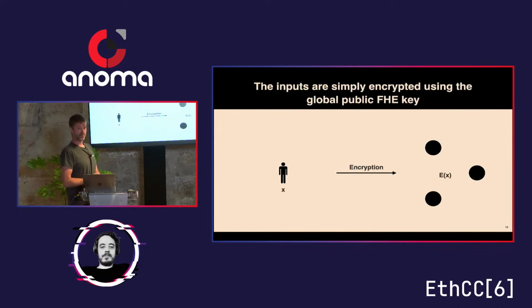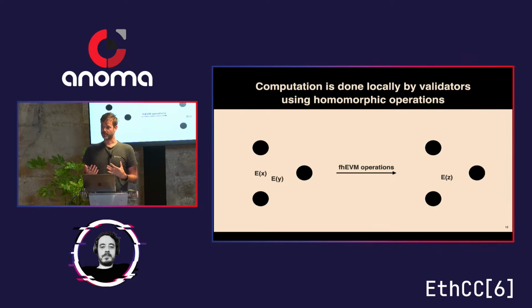Then when the users want to provide input, they simply download the global public FHE key, they perform a normal encryption, and they send the ciphertext. And now the validators all know the encryption of the input. When they want to process on the input, so here we have an encryption of X, encryption of Y, they can use operations in our FHEVM to apply the homomorphic operations to the ciphertexts and then generate the ciphertext of the result, in this case Z.